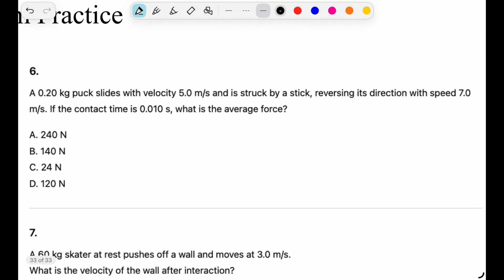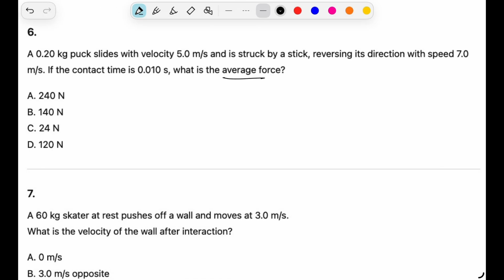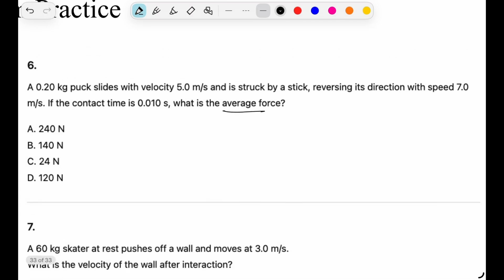A 0.2 kilogram puck slides with a velocity of 5 meters per second and is struck by a stick, reversing its direction with a speed of 7.0 meters per second. And if the contact time is 0.10 seconds, then what is the average force? So here we have, given, 0.2 kilograms.